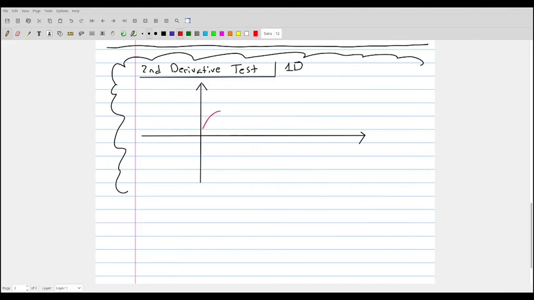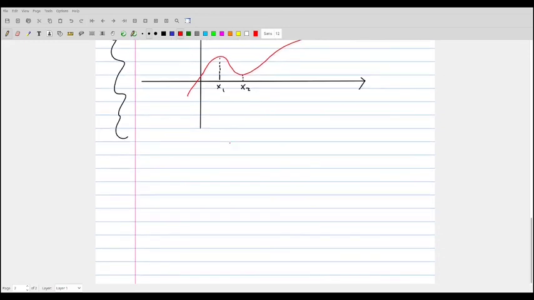So again, we'll consider some function of x, so y equals f of x. And this specific function right here looks like it has two critical points, both of type 1, where the slope is 0. And we want to try and remember what the second derivative test tells us and why, in fact, the second derivative test works.